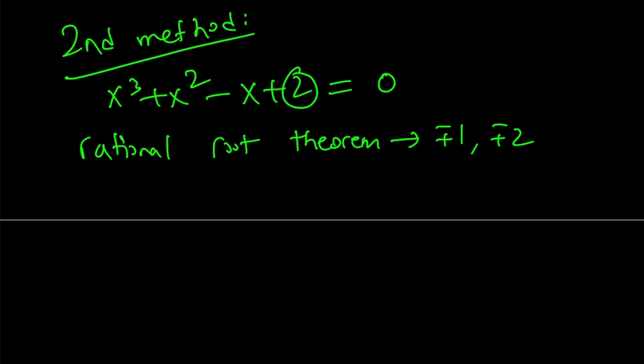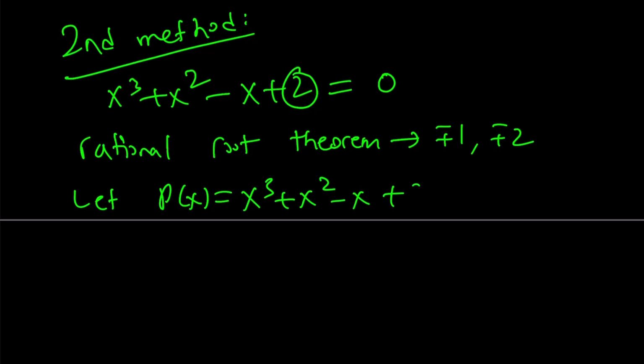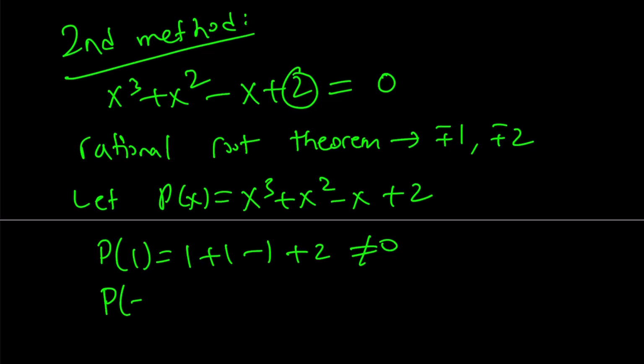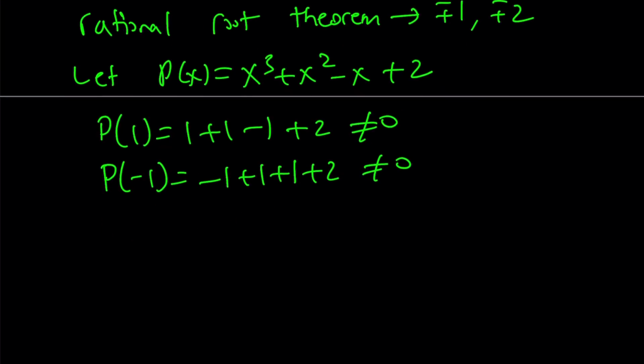So let p of x equal x cubed plus x squared minus x plus 2. Then p of 1 is equal to 1 plus 1 minus 1 plus 2. That does not equal 0. Too bad. p of negative 1 is equal to negative 1 plus 1 plus 1 plus 2. That does not equal 0 either. p of 2 is equal to 8 plus 4 minus 2 plus 2. That does not equal 0.